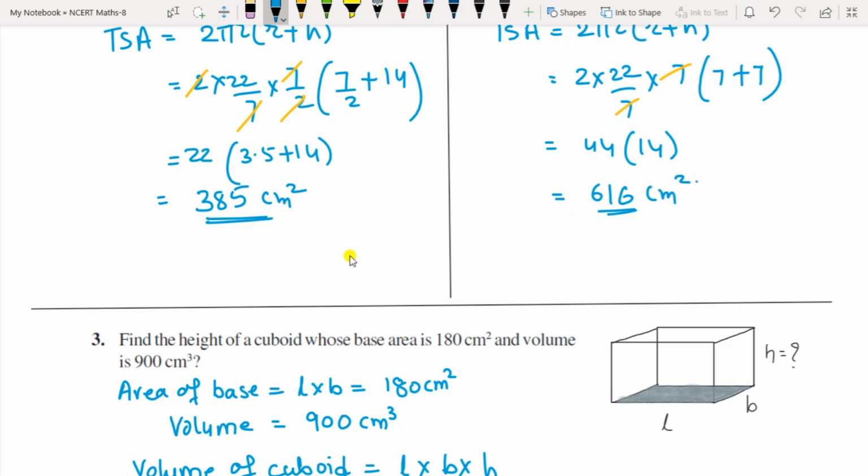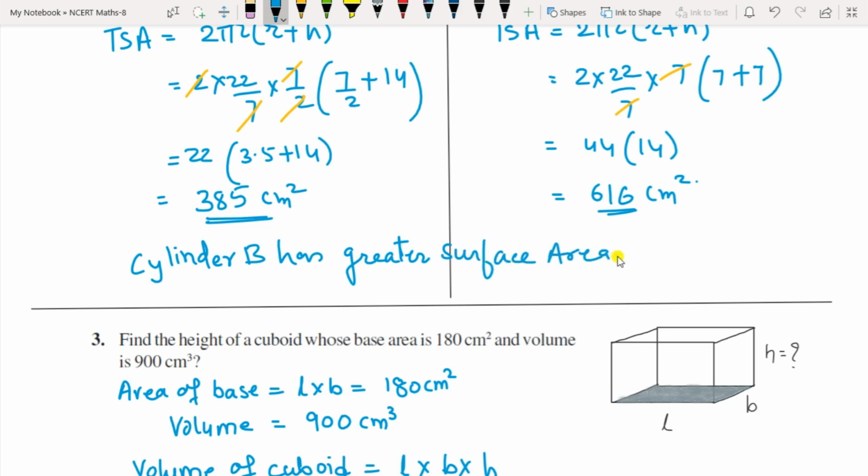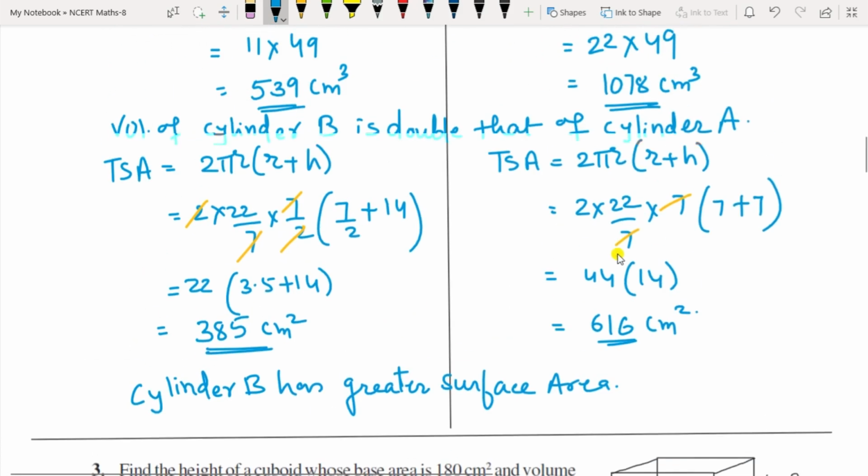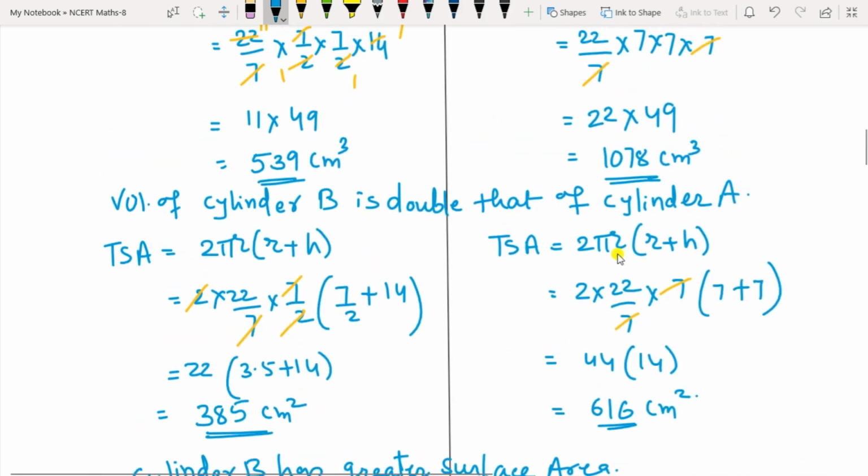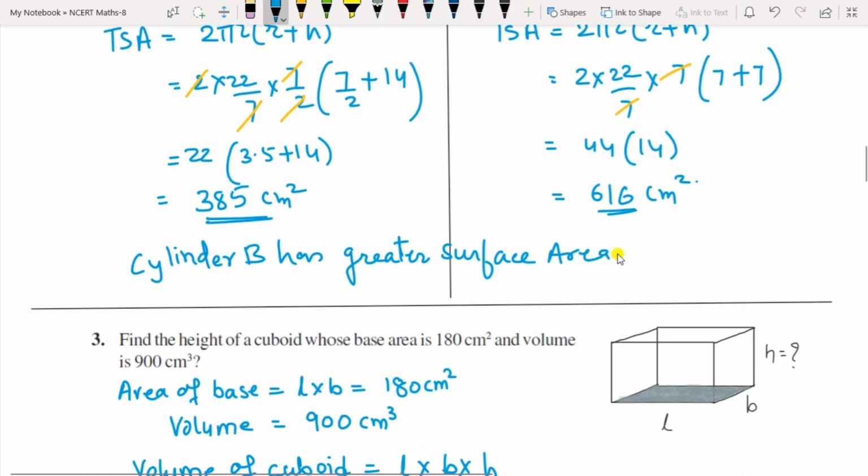So which cylinder has the greater surface area? That is cylinder B. So both the volume and the surface area of cylinder B are greater than those of A.